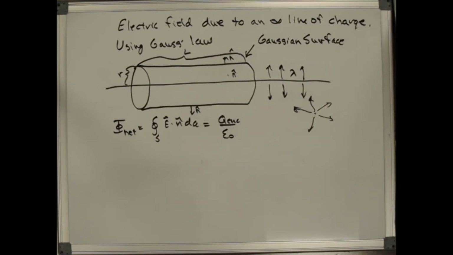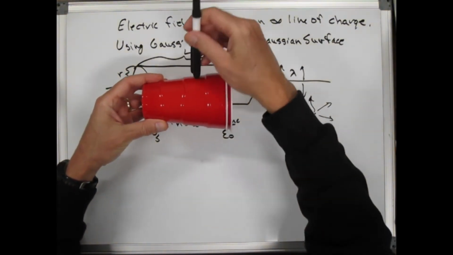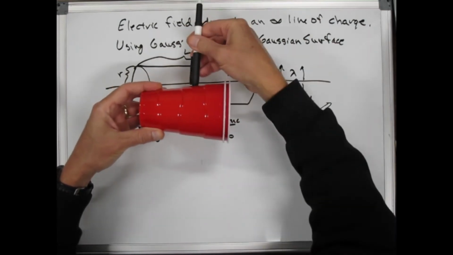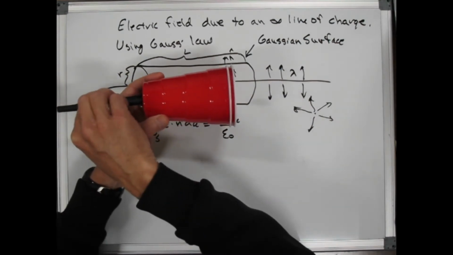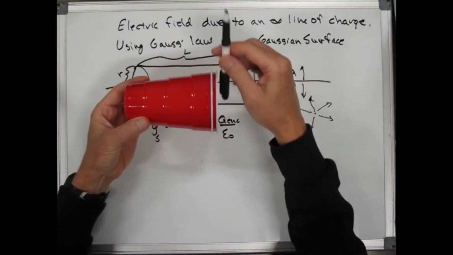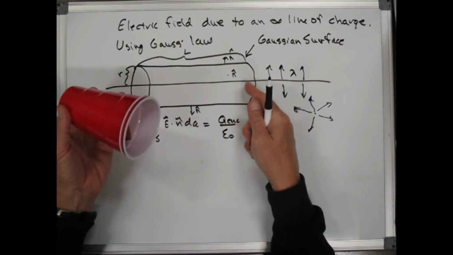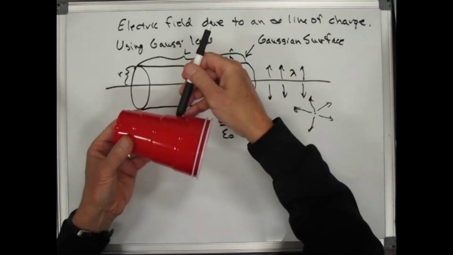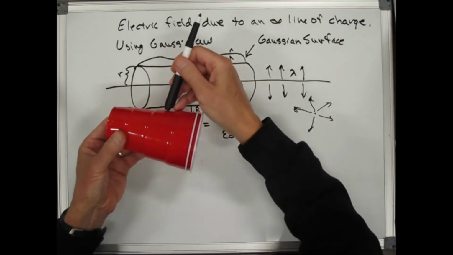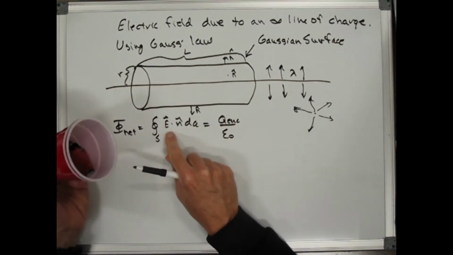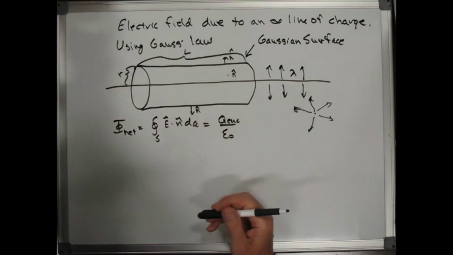I have a cup that's kind of round, right? The normal vector points perpendicular to the surface, as does the electric field all the way around. So they point in the same direction this way. Notice that on the ends, the normal vector points outward, and the electric field still points this way. And so on the ends, E dot n hat is zero, but on the curved part the angle between them is zero, and so E dot n hat is just E on the curved part of the surface and zero on the ends, right?